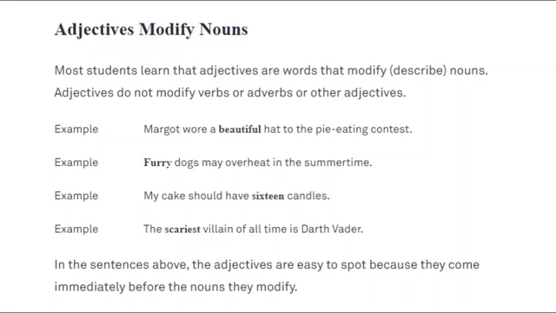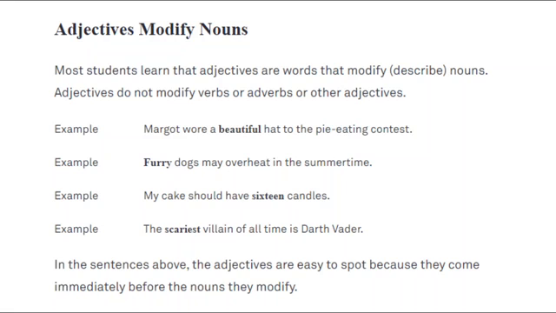First example: Margaret wore a beautiful hat to the pie eating contest. Here we can see the bold word beautiful is modifying the noun hat. That is why beautiful is an adjective.